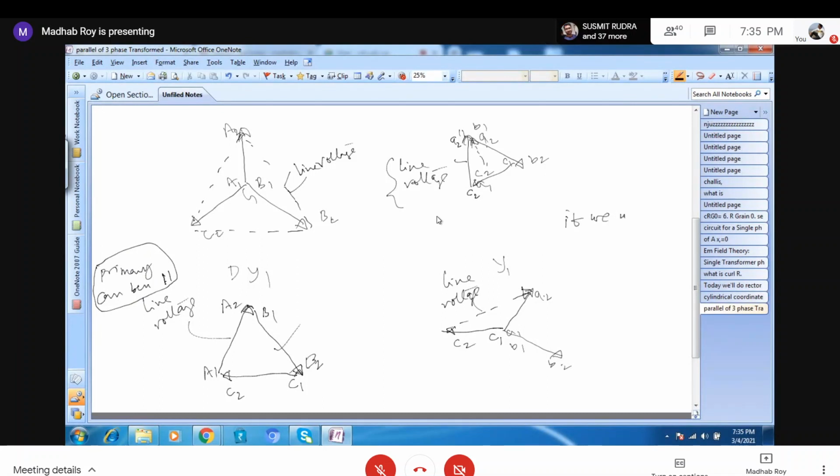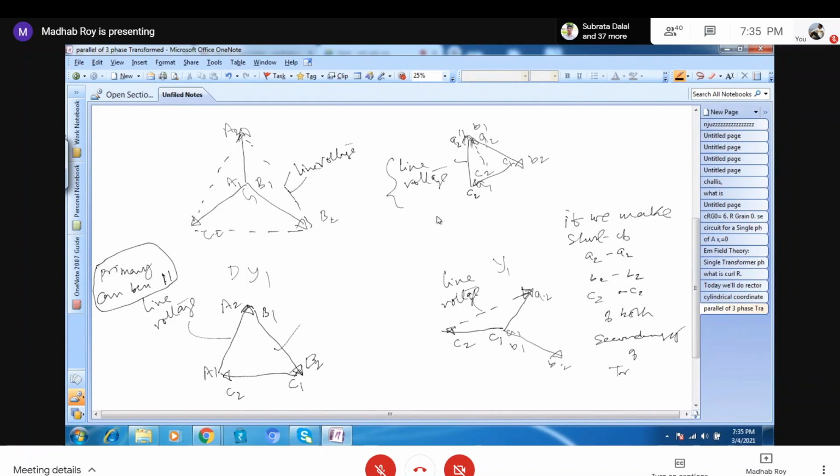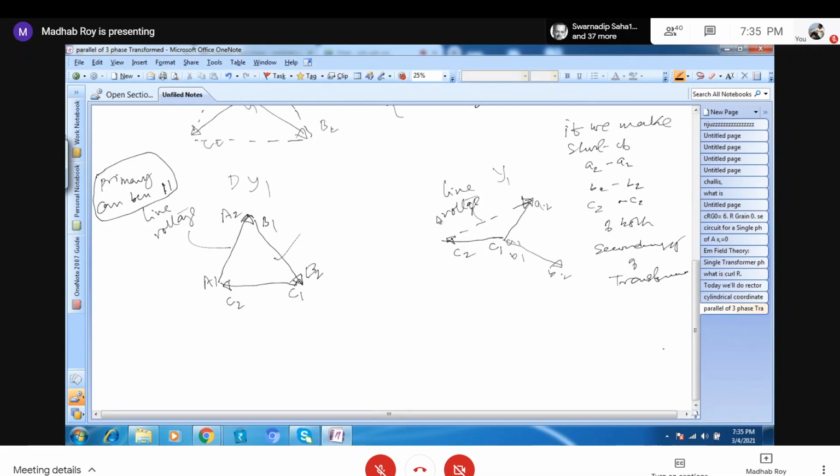if we make a short of A2 and A2, B2 and B2, and C2 and C2 of both the secondaries of the transformers, what will be the problem? Sir, internally high circulating current will be there.